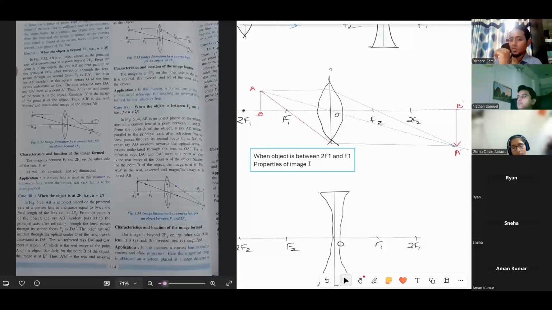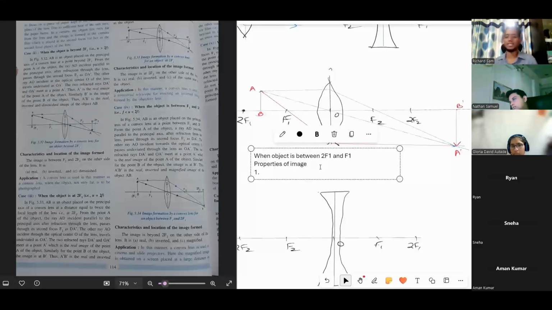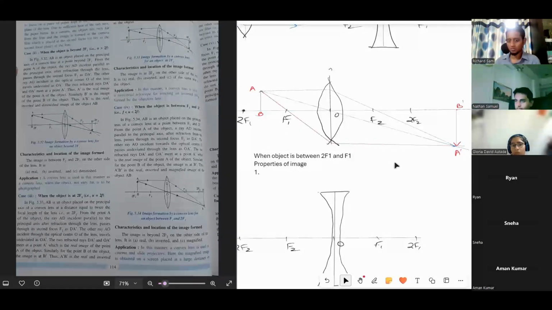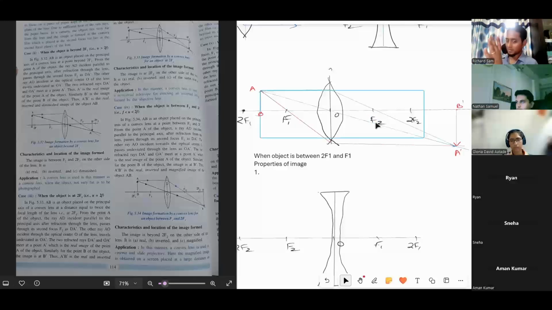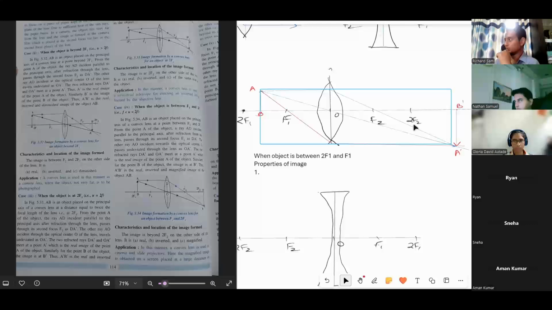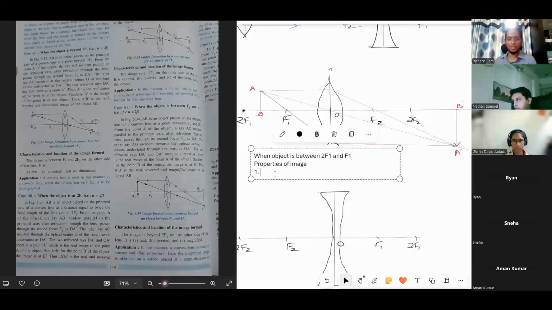So what are the properties of the image that's formed here now? There are 4 properties for this image. First property, talk about where the image is formed. Where means on the principal axis at which point? Is it between O and F2? Is it at F2? Okay, it's beyond 2F2. That is the first property, okay?